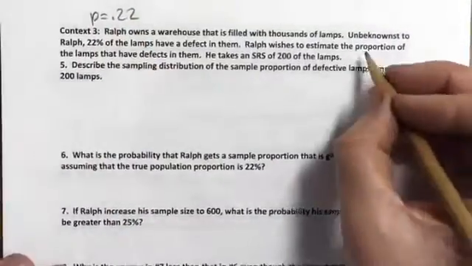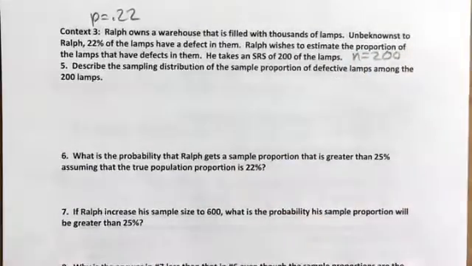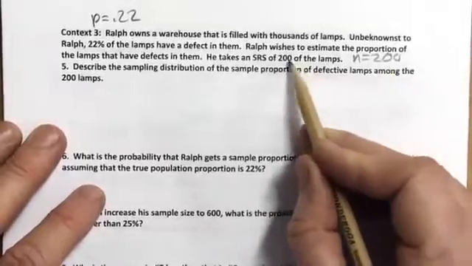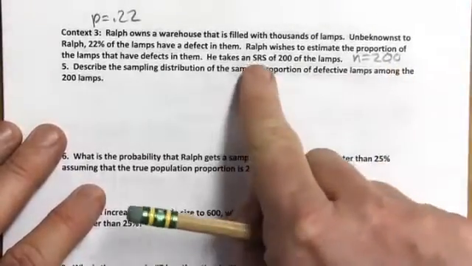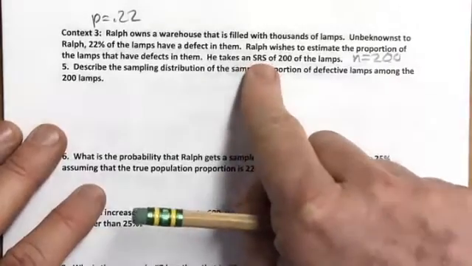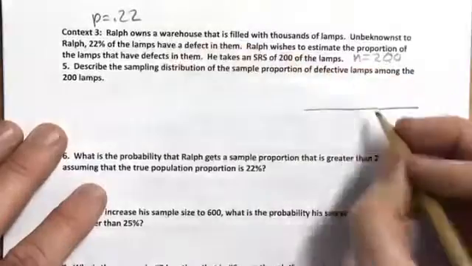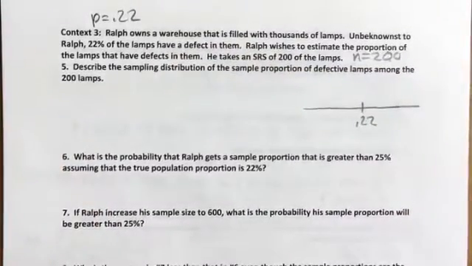He takes a simple random sample of 200. So that's my sample size. Describe the sampling distribution of the sample proportions among the 200 lamps. What is a sampling distribution? Well, Ralph is going to find the proportion of these 200 lamps that have defects. Now, if he takes an SRS, it means he's getting a good non-biased estimate. It's going to be probably around 0.22 because 0.22 is the true value. It is the proportion of all of the lamps in the warehouse that have defects.